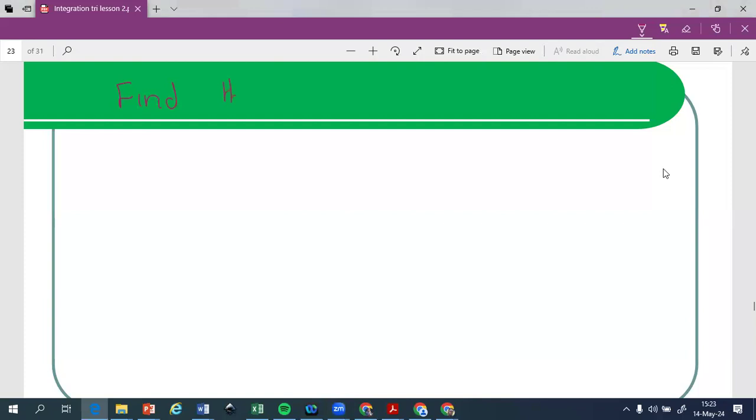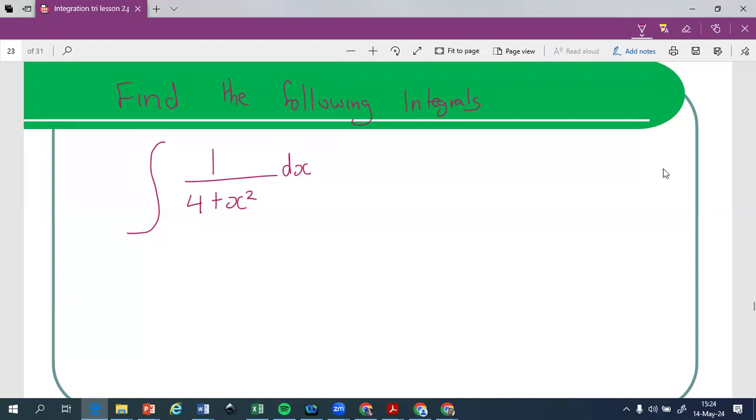Now, members, we are going to understand further using examples. Find the following integrals. The first one we are going to deal with is 1 out of 4 plus x squared dx. What do I want you to always do? The first thing always, I want you to look at what you have in your denominator. In my denominator, I have 4 plus x squared.